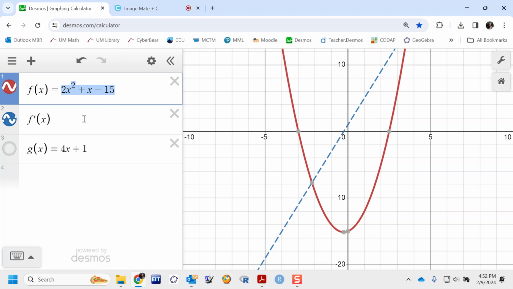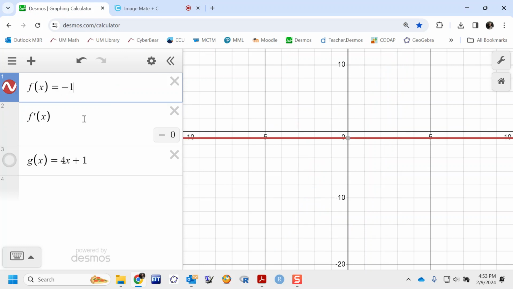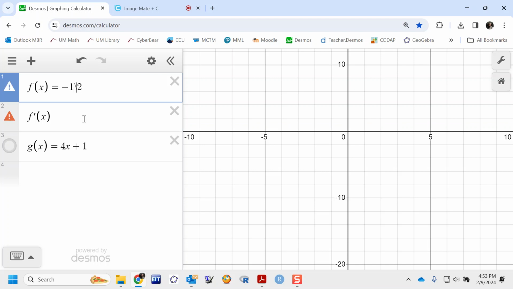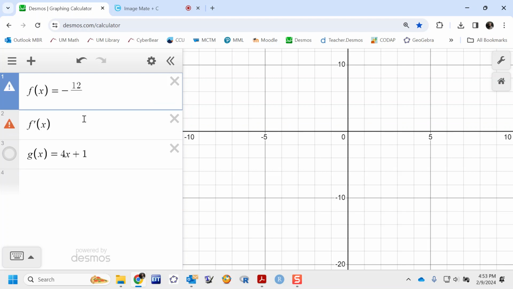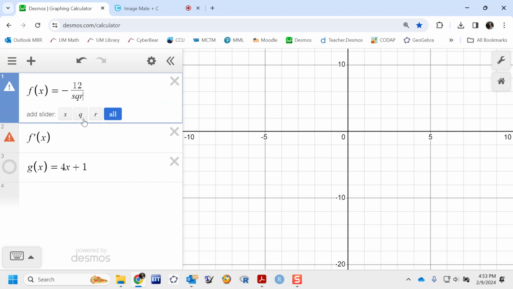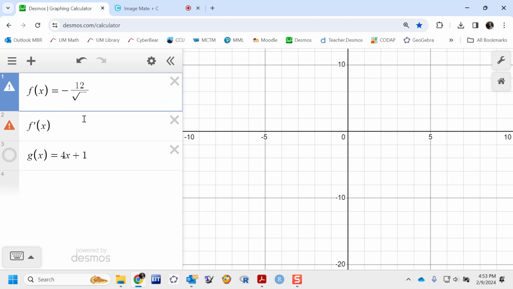Instead of 2x squared, we're going to put in what? Negative 12, that whole thing, divided by square root of h. So sqrt will do it. And instead of h, I'm going to use an x. Okay, so there is the function in red and its derivative in blue.